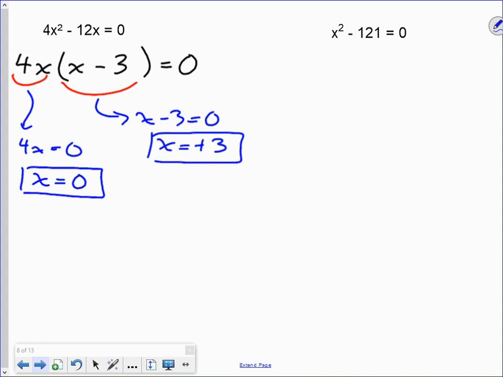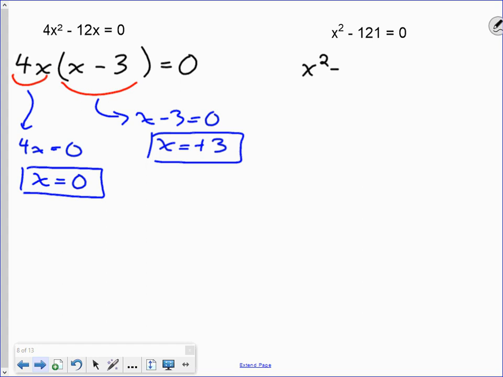Our next one over here, we've got x squared minus 121 equals 0. If we're going to factor this, we could first check to see if there's any common factoring. There is not. Then we could recognize that this is a difference of squares. x squared is x squared. 121 is 11 squared.